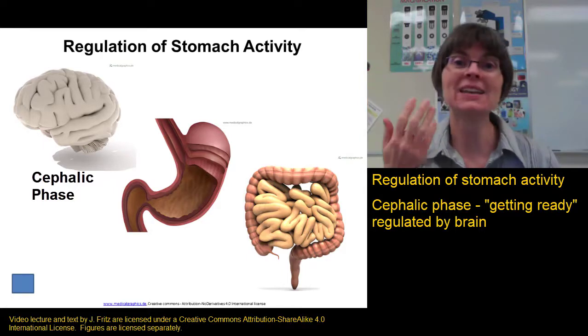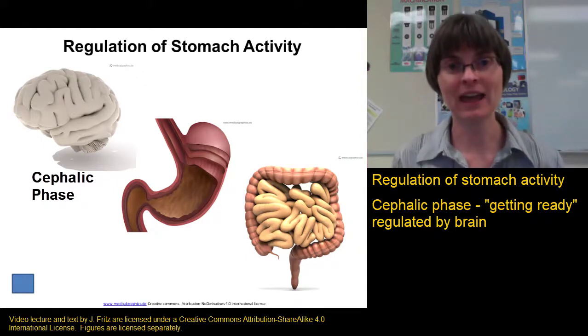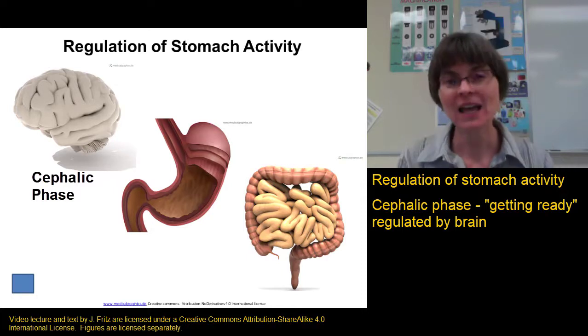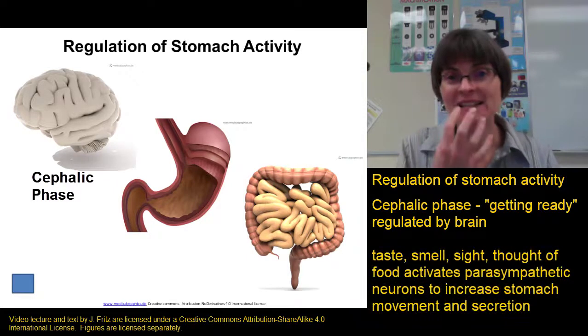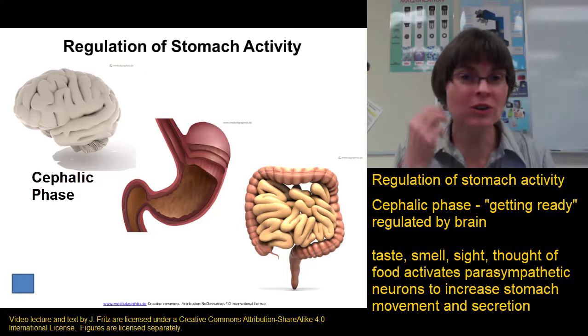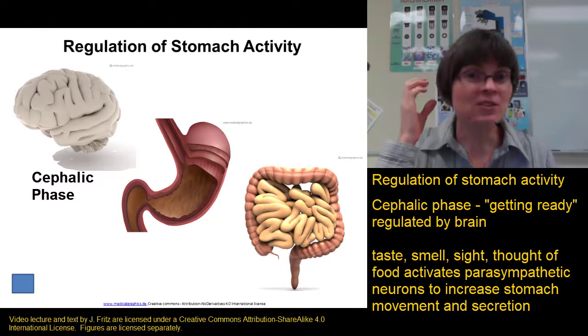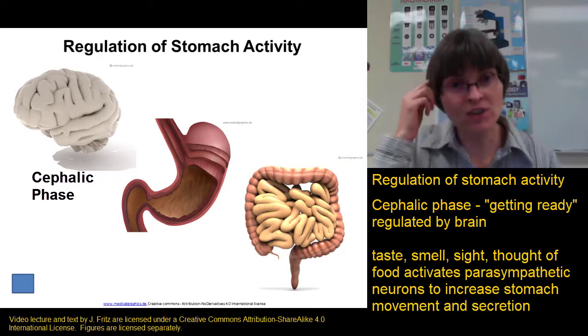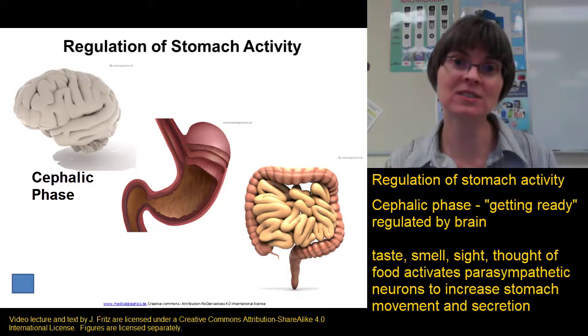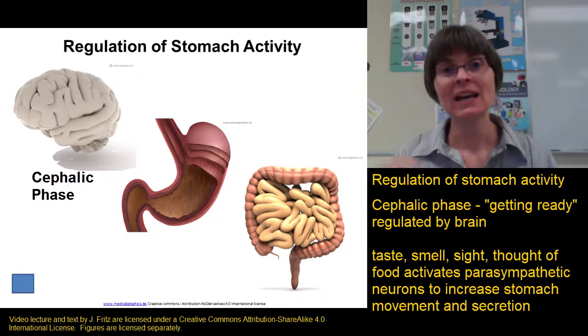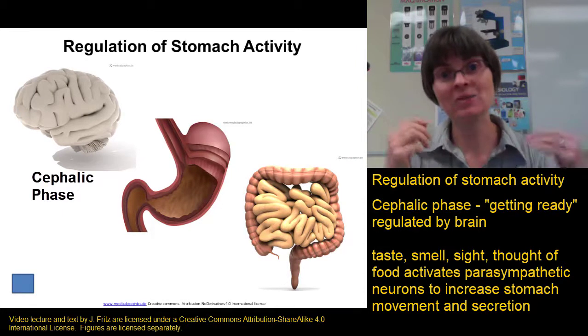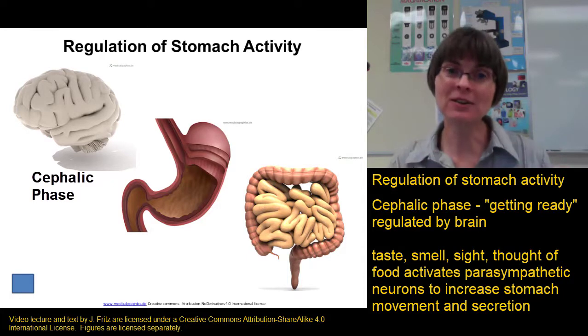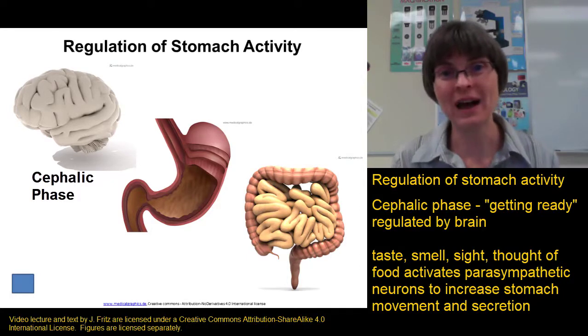This is what I think of as the getting started phase. You're getting ready for stomach activity, even though the stomach's not doing a whole lot yet. During the cephalic phase of stomach regulation, the taste or the smell or the feel of food or even the thought of food triggers parasympathetic neurons. And we saw before that triggering parasympathetic neurons increases salivation, and it does. And it also sends signals from the brain down to the stomach. And it increases stomach movement, and it increases the secretion of enzymes and acid into the stomach. This is preparing the stomach to accept the food before the food even arrives.